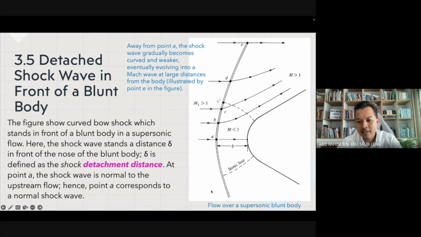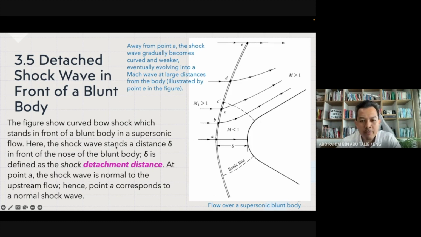In terms of the detached shock wave in front of a blunt body, this is a sketch of a flow over a supersonic blunt body. We have a flow at Mach number more than 1, so you have a development of the shock wave, normally a bow shock. This figure shows a curved bow shock which stands in front of a blunt body in a supersonic flow.